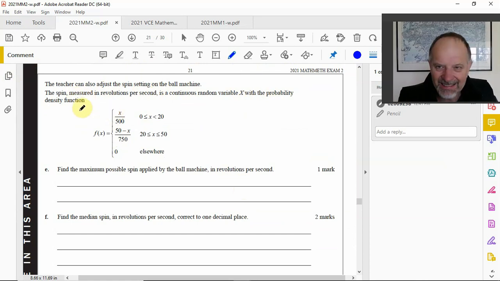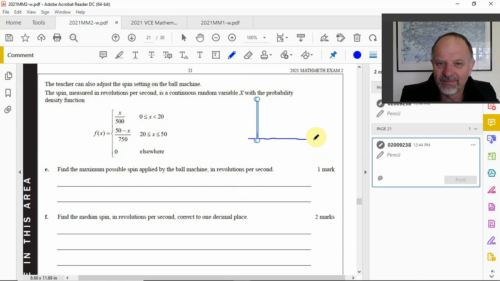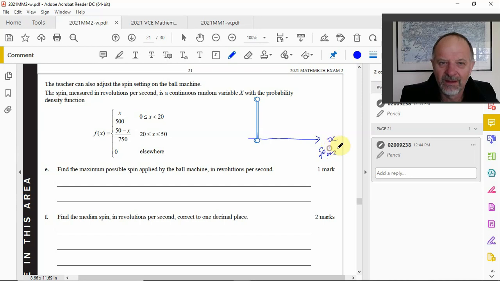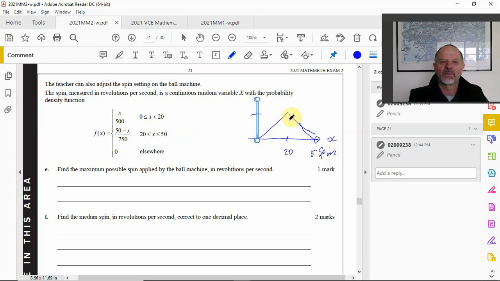Now, it doesn't ask you to do a sketch, but for this question, a sketch can be quite handy, because if I've got here x, and x is my spin, and spin is between 0 and 20, it's that function. And then from 20 to 50, it's this other function. Now it'd be handy for me to know what that high point is.